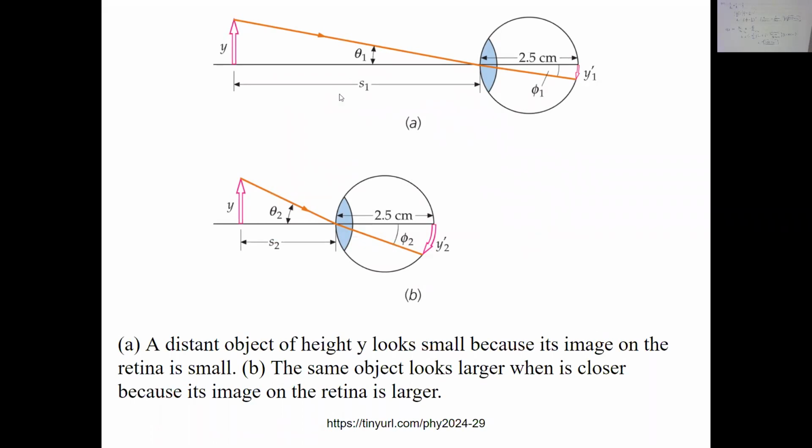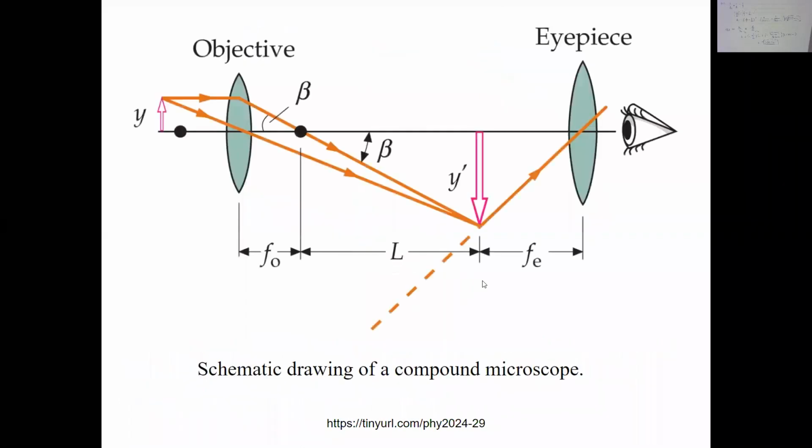Also, for the object, if it's further away, although it's the same object, in figure A, the object is further away from your eye, and in part B, you are getting closer to the object. So you'll see the image formed on the retina here. If the object is further away, then the image is smaller compared to if you are closer to the object. So that's why objects further away look smaller than they should be.